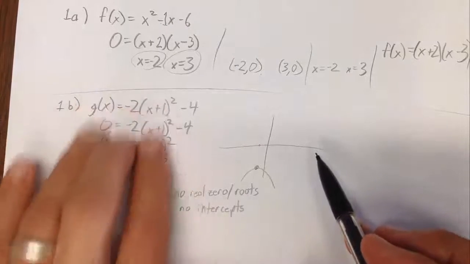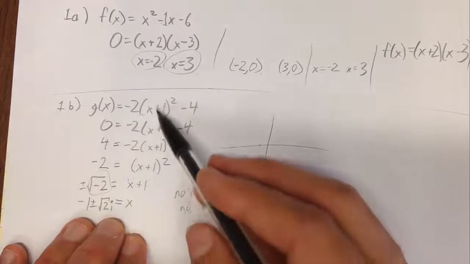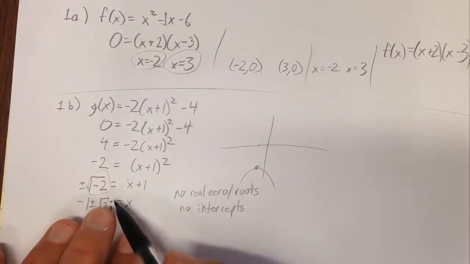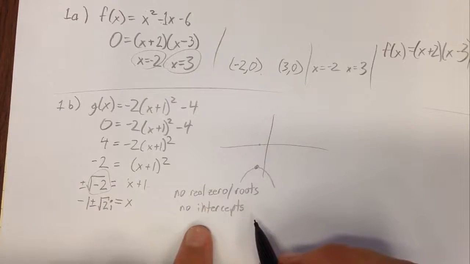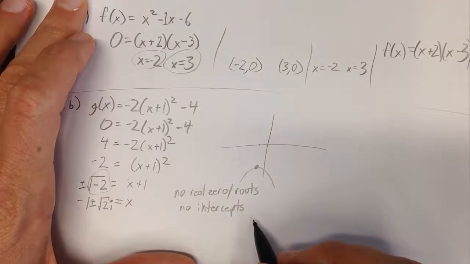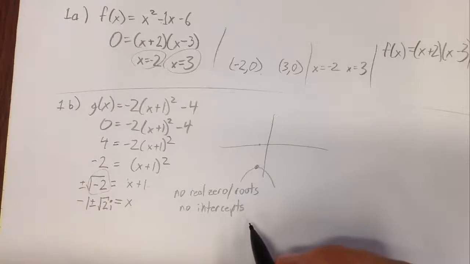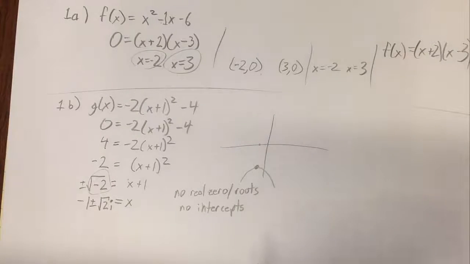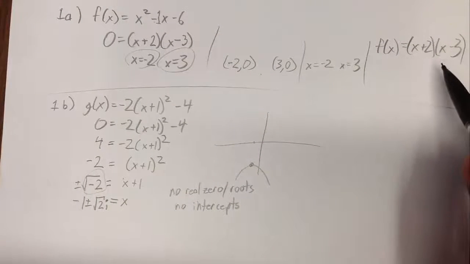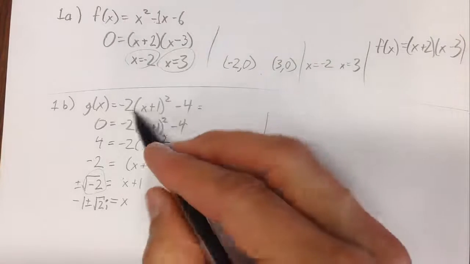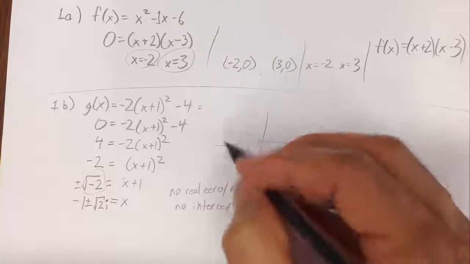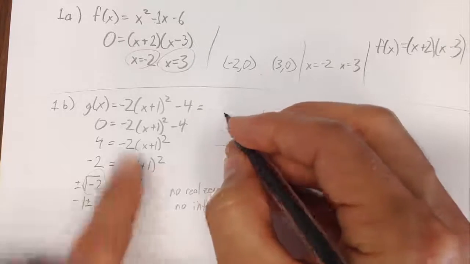But if you didn't see that, you were just so gung-ho to do this, you'd get down here, you'd say I have a square root of a negative, no real zeros, no real roots, no intercepts, and if you were trying to factor it completely, you really couldn't factor it into two linear terms like that. All you could do is multiply out and factor a constant.